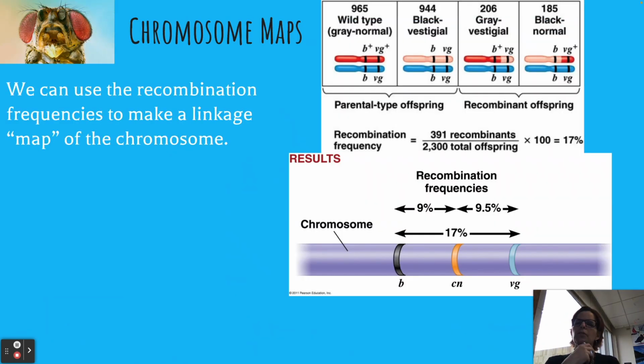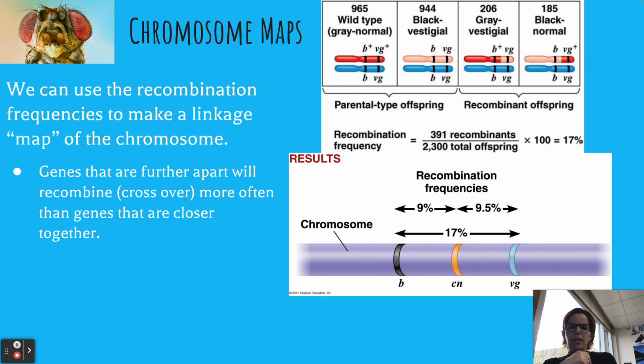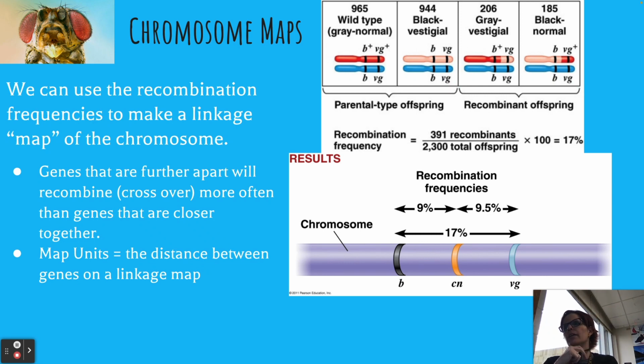So it says here with chromosome maps, we'll come back to it in just a second, we can use the recombination frequencies to make a linkage map. Genes that are further apart will recombine, cross over, more often than genes that are closer together. A map unit, this is something that you might have to do real basic math on. A map unit is the distance between genes on a linkage map.